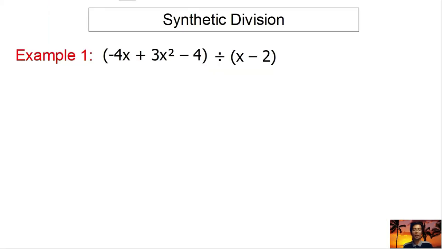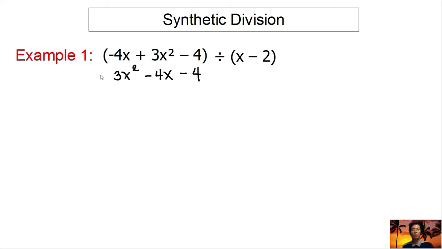Let us divide negative 4x plus 3x squared minus 4 divided by x minus 2. So ang unang step na gagawin natin here is arrange our dividend and divisor in descending order in terms of degree. So, since hindi pa po ito nakaayos, iayos po natin siya into, this becomes 3x squared minus 4x minus 4.